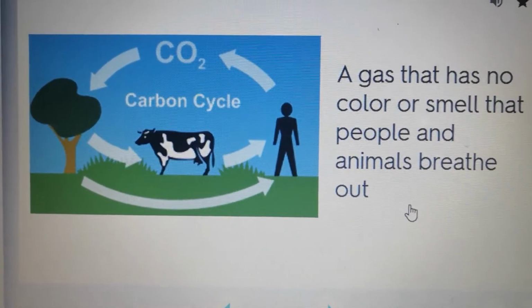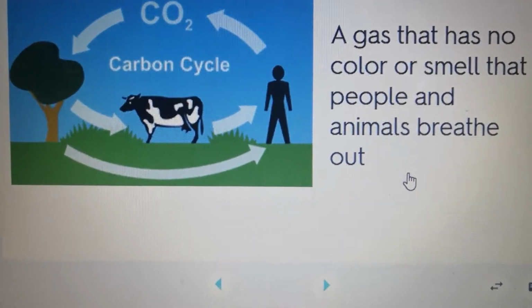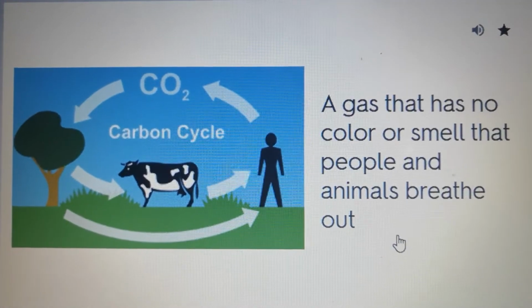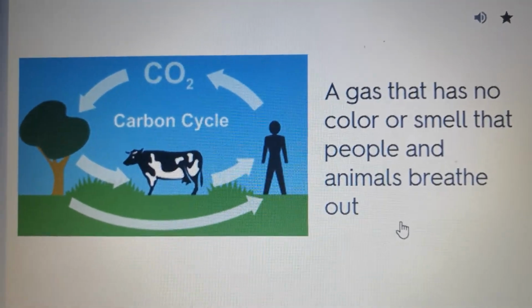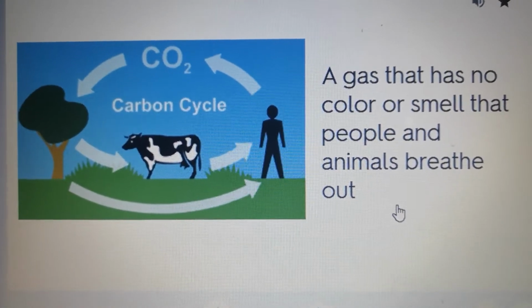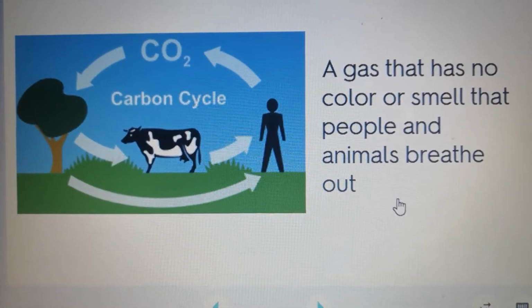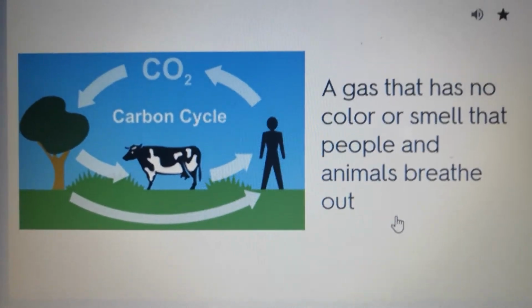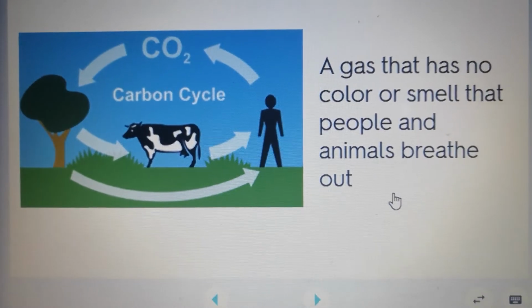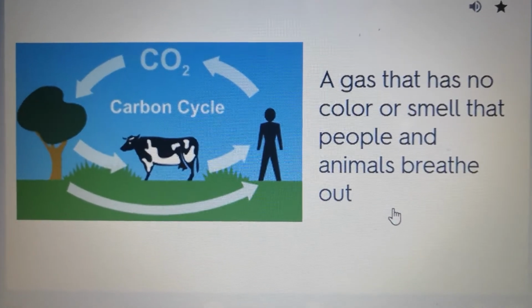But the air or the gas that we breathe in is called... do you have any idea what that is? That is what we call oxygen, right? We release carbon dioxide, but we take in oxygen. So we breathe carbon dioxide out of our mouths. When you say in, oxygen. When you say out, carbon dioxide.